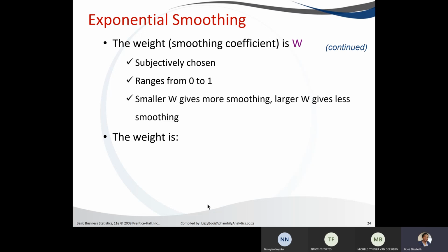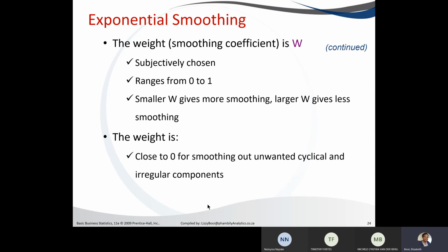And this weight, if it's closer to 0, it will smooth out all the unwanted cyclical patterns that happen. Or also you will have minor irregular components where there are lots of other errors that happen. And closer to 1, we can use it for forecasting. Because then it will tell you the real truth about it.